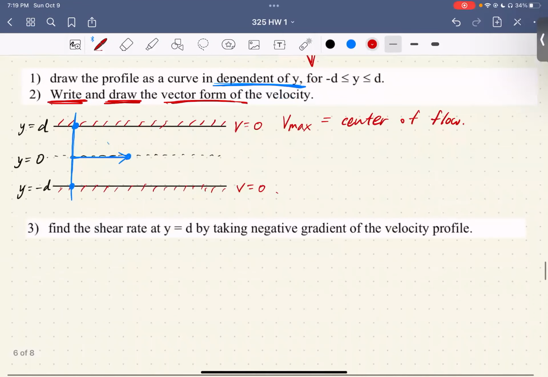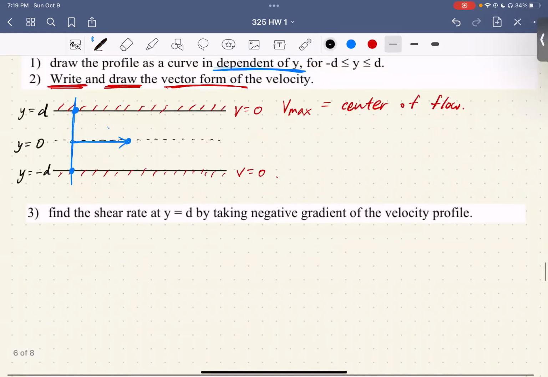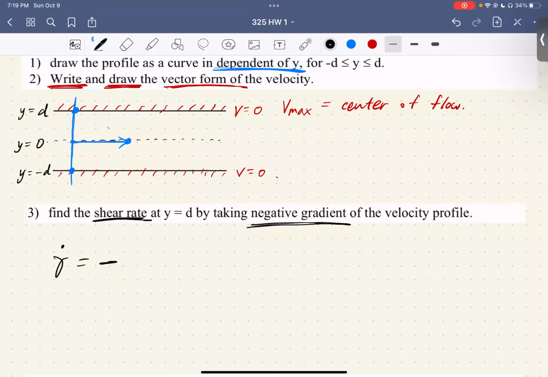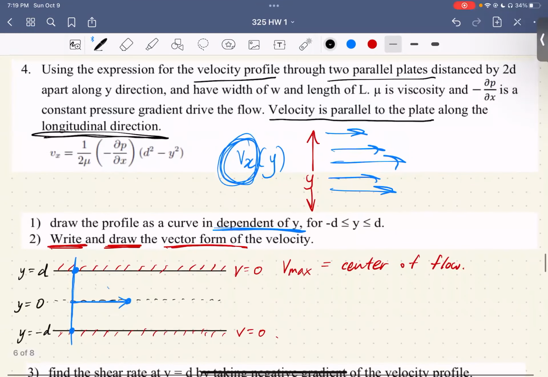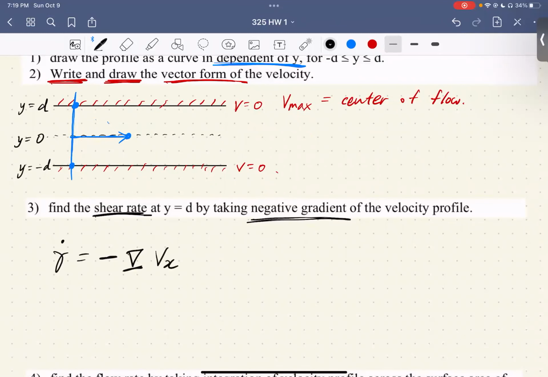Great. Now let's move on to something we haven't talked about in the earlier questions. We have the shear rate. So the shear rate is found by taking the negative gradient. So let's just work it out. The negative gradient of the velocity profile. What did we just say the velocity profile was? The velocity profile is right above, right here, and it's given as Vx. So we have the negative gradient of the velocity profile.